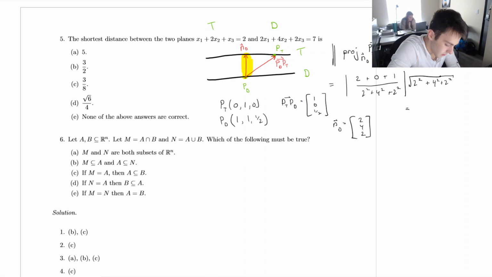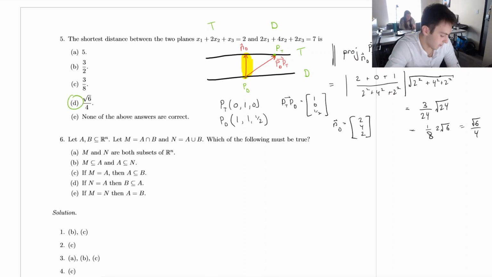This will be equal to 3 over the square root of 4 plus 16 plus 4, which is 3 over the square root of 24. We can express 24 as 6 times 4, and the square root of 4 is 2. So we've got 3 over 2 root 6, or root 6 over 4. We can see that that is option D, meaning that 5D is the correct response. Okay. So question 6.